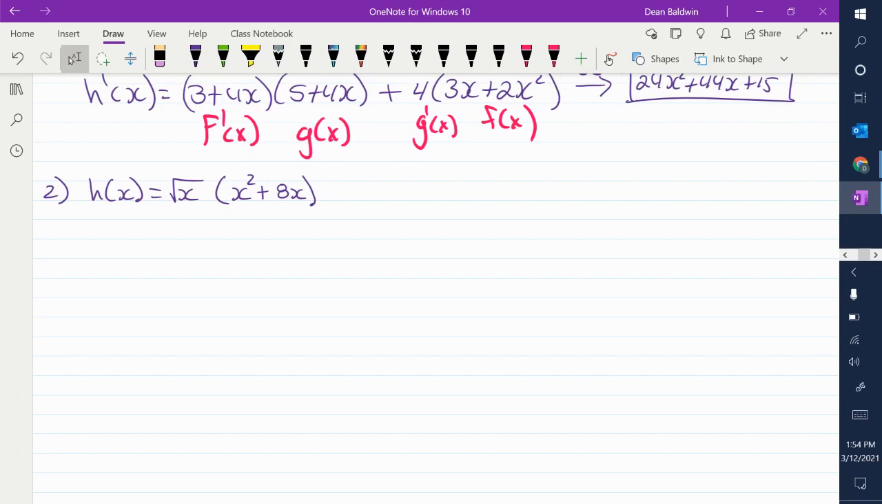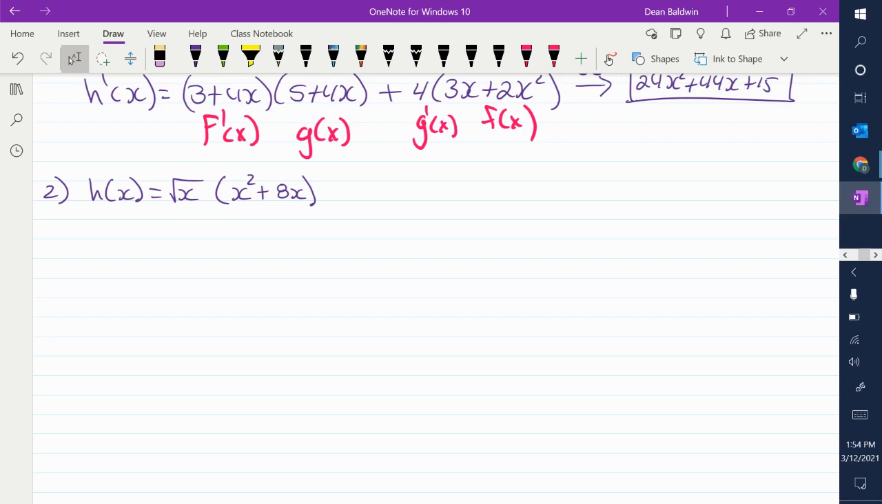What do we want to do here? This one, doing it either way is probably about the same level. So do you want to, we could multiply it in. You have a single term on the outside. What's wrong with that single term on the outside though? It's a square root. We don't like square roots, right?